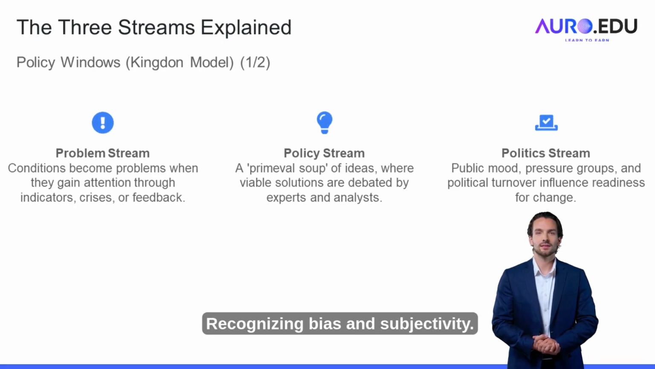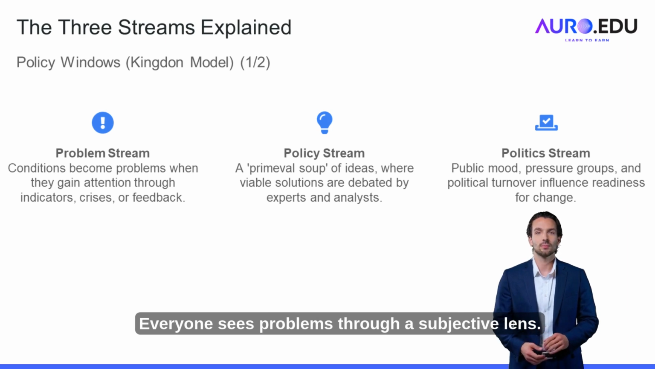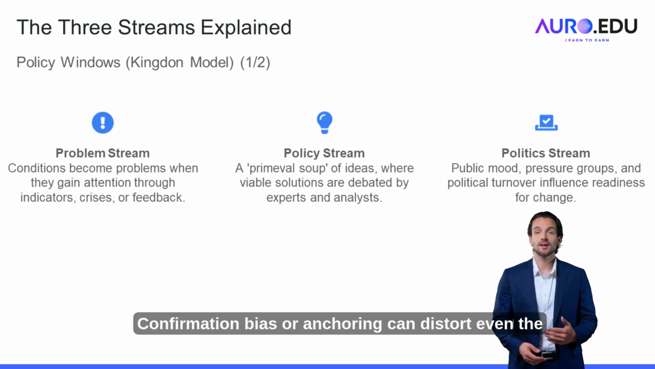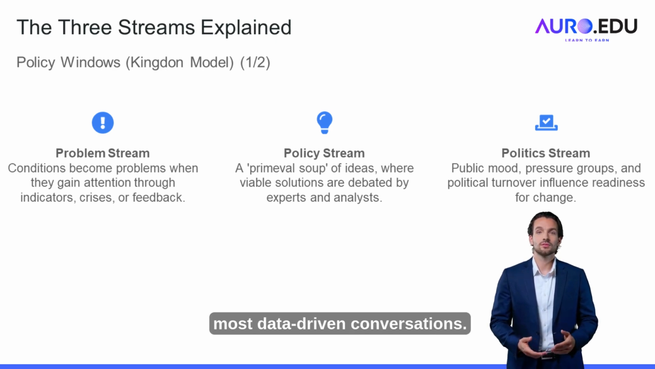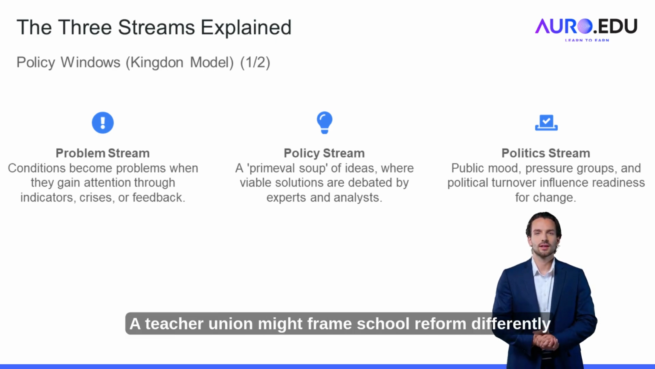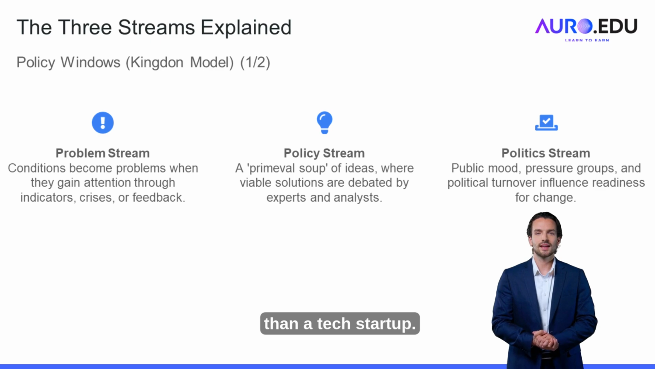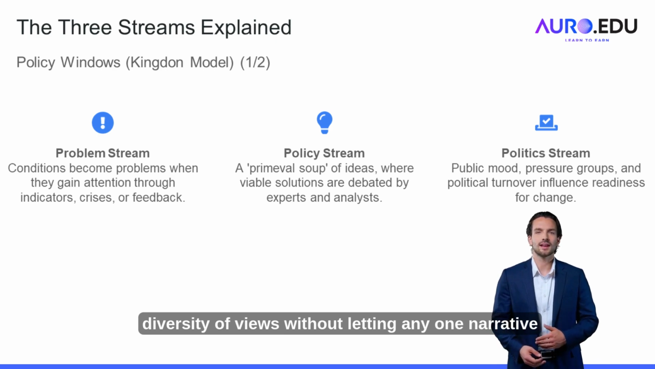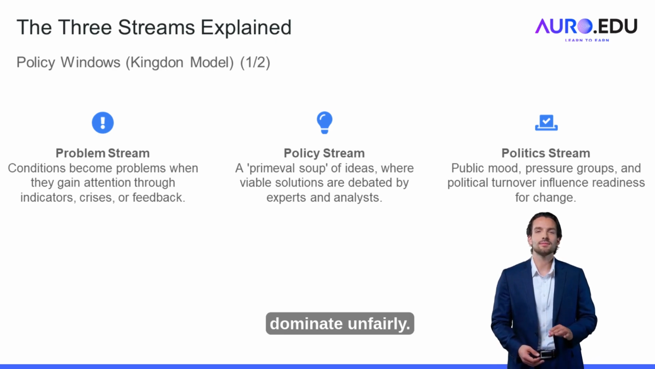Recognizing bias and subjectivity. Everyone sees problems through a subjective lens. Biases, whether ideological or cognitive, shape how stakeholders define issues. Confirmation bias or anchoring can distort even the most data-driven conversations. A teacher union might frame school reform differently than a tech startup. Effective policy design must account for this diversity of views without letting any one narrative dominate unfairly.